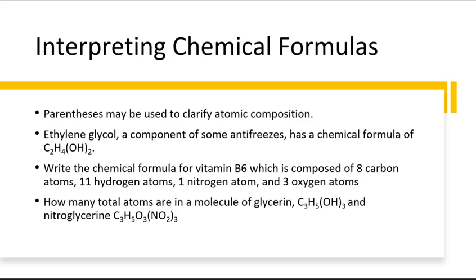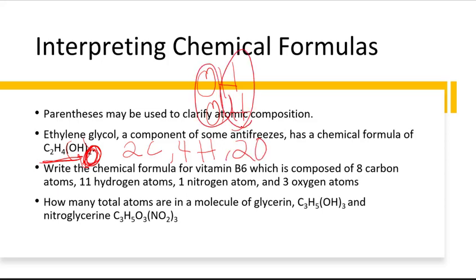Ethylene glycol, a component of some antifreezes, has a chemical formula of C2H4(OH)2. Now what this means is that these parentheses tell me that I'm going to have 2 of what is in parentheses. So ethylene glycol would consist of 2 carbons, 4 H's, and then 2 OH's. So I would have an OH and an OH. So 2 more O's and 2 more H's. So instead of 4 H's, that would be 6 H's.